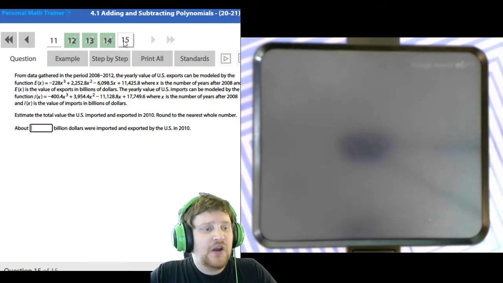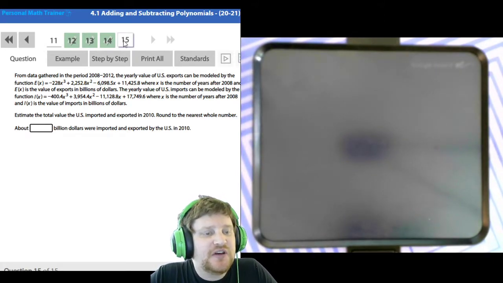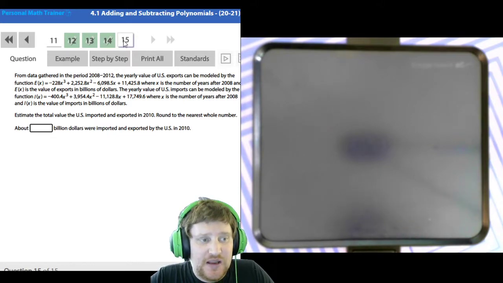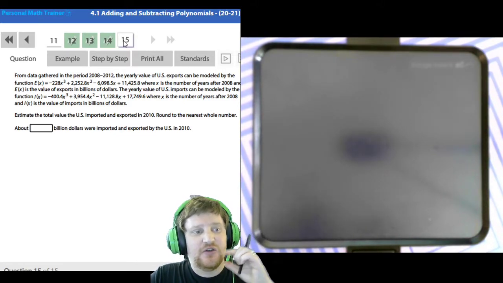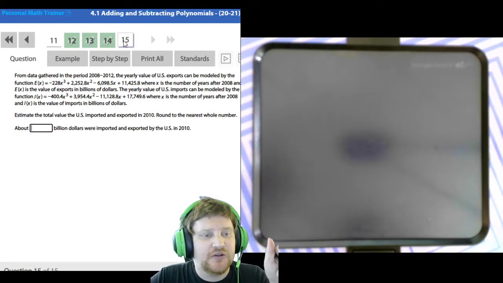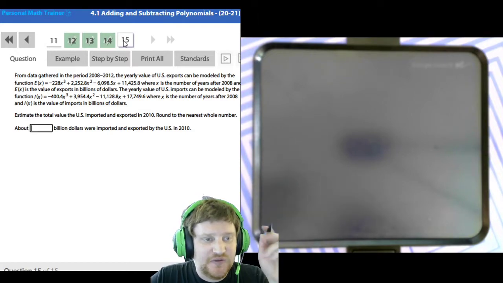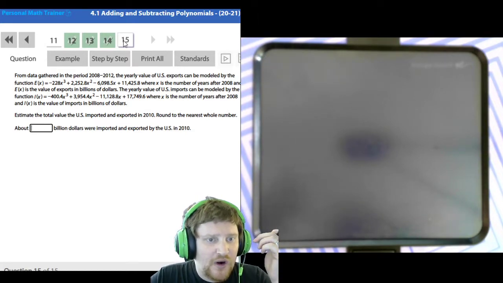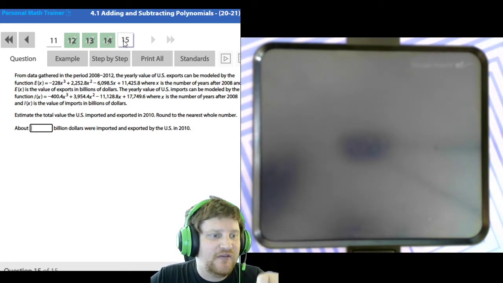Oh wow. From data gathered in the period 2008 to 2012, the yearly value of U.S. exports can be modeled by the function E of x equals that, where x is the number of years after 2008, and E of x is the value of exports in billions of dollars. The yearly value of U.S. imports can be modeled by this function, where x is the number of years after 2008, and I of x is the value of imports in billions of dollars.